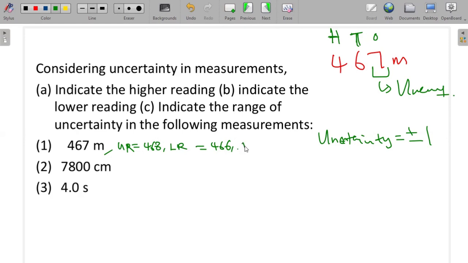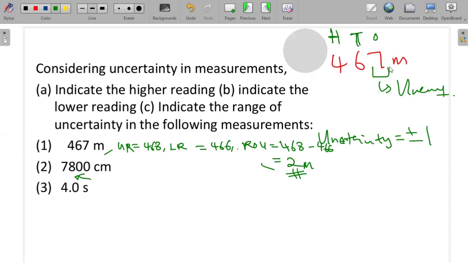Now the range of uncertainty will be the higher reading minus the lower reading. This will give me 2 when I subtract them. So this is the range of uncertainty, which is just 2 meters. What about this one here?